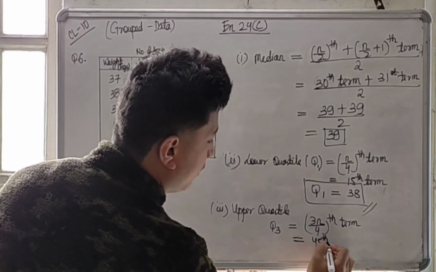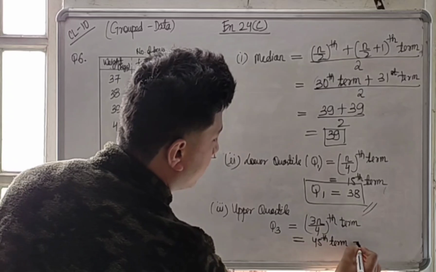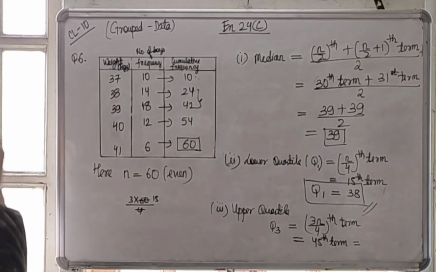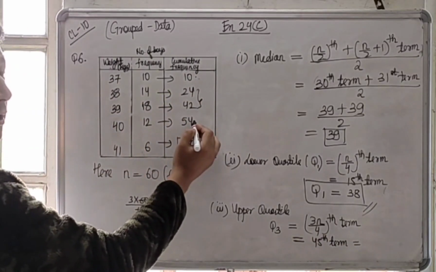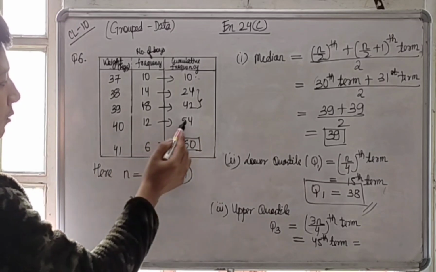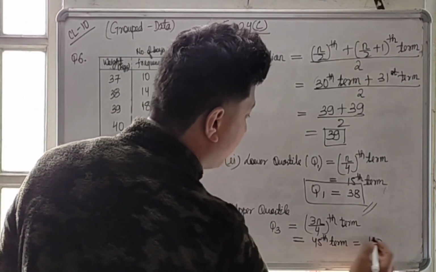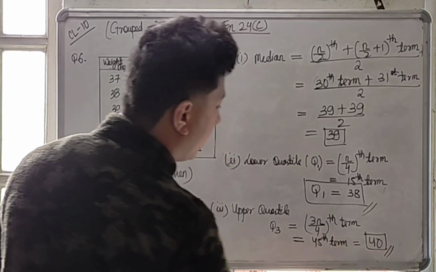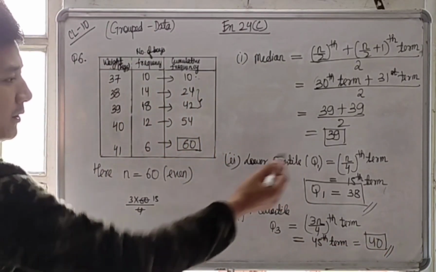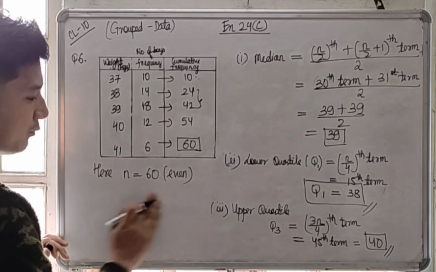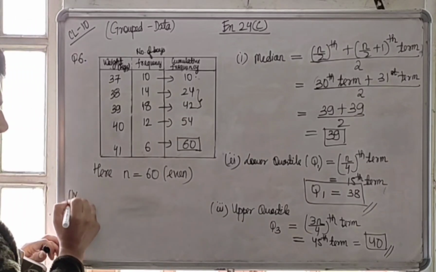Okay, the 45th term lies between 42 and 54. So therefore the value is going to be 40. So the value for Q3 is how much? 40. So the lower quartile is 38, the upper quartile is 40. Then can I find the interquartile range?